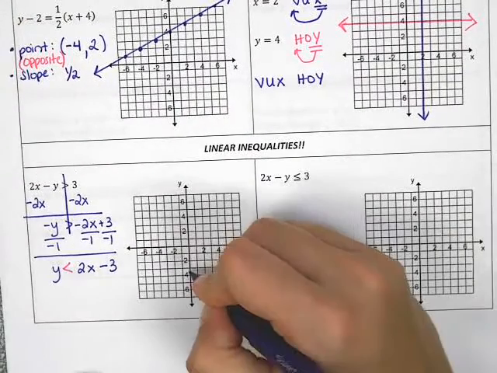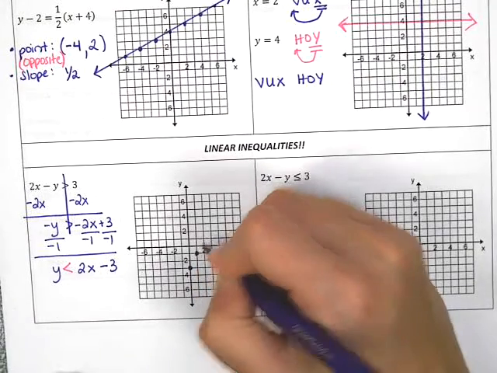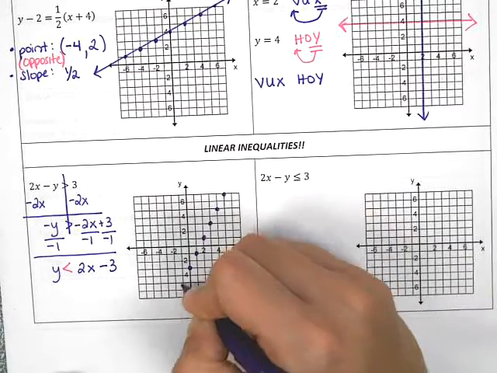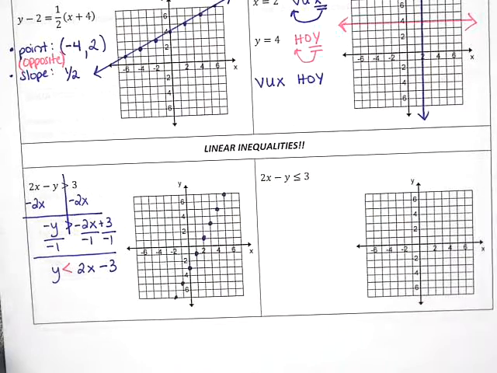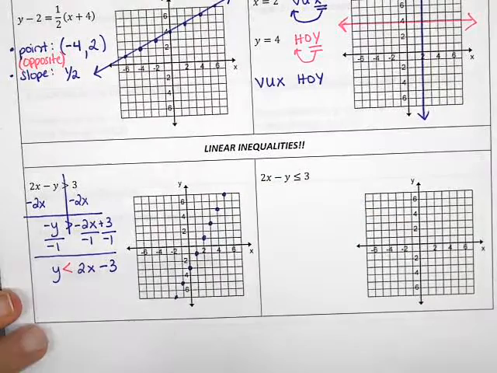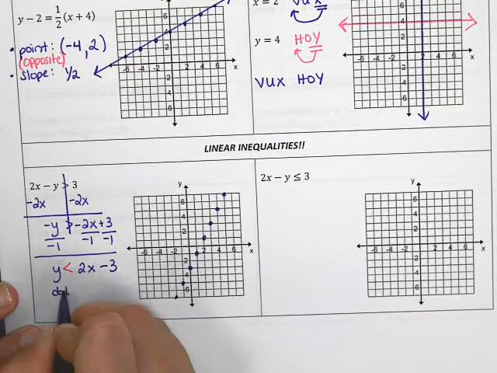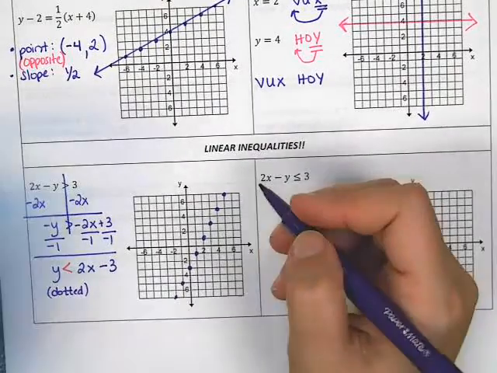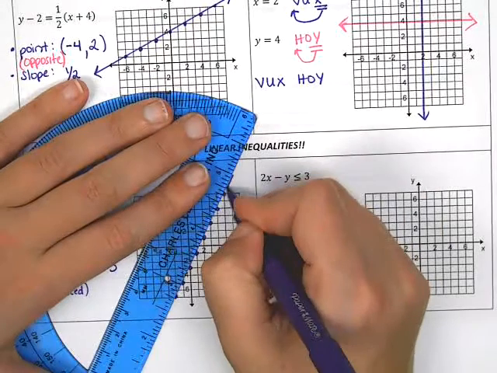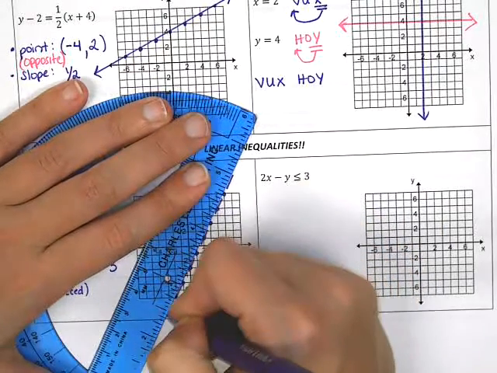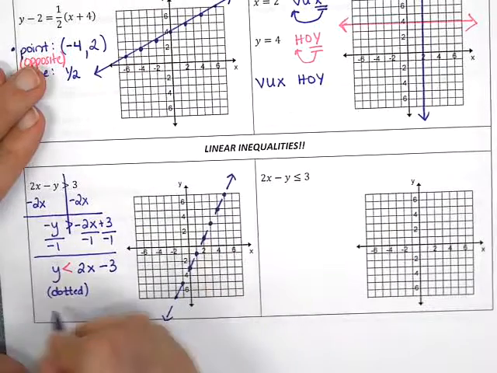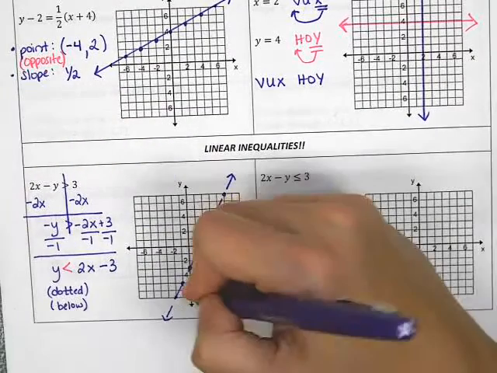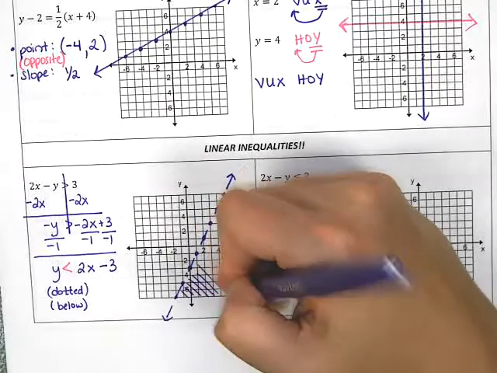We're going to start at the negative 3, go up 2 over 1, up 2 over 1, up 2 over 1. Now we're going to decide between solid and dotted. I know that this line is going to be dotted because there's no equal to. So when I draw my line, I'm going to make sure to leave spaces and gaps in the line. And because there's a less than, I know I'm going to shade below the line, which would be this part of the graph right here.